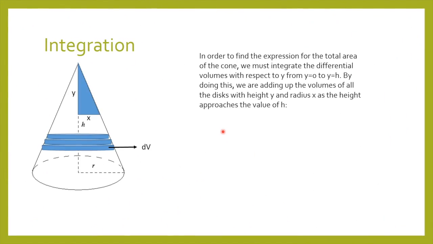So now we're going to do the integration step. So in order to find the expression for the total volume of a cone, we must integrate the differential volumes with respect to y from y equals 0 to y equals h. By doing this, we are adding up all the volumes of the disks with height y and radius x as the height approaches the value of h. So again, we're going to keep adding up disks as they get slightly smaller and smaller until we get to height h, the point of the cone. And that is expressed here.